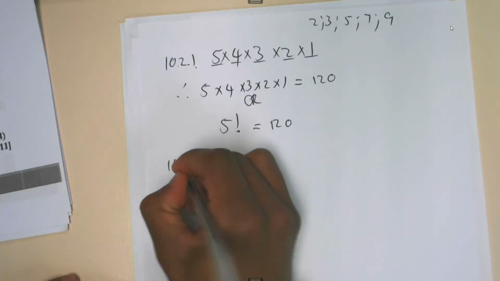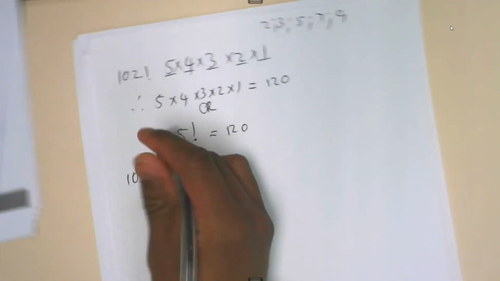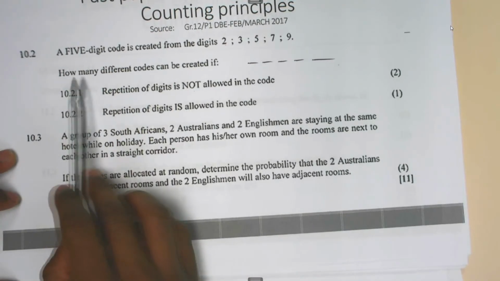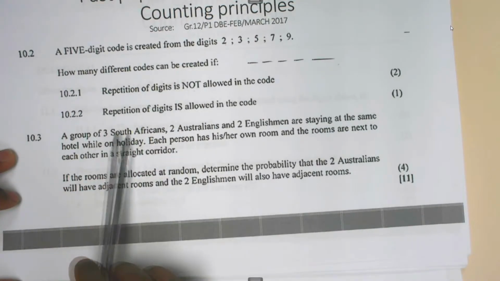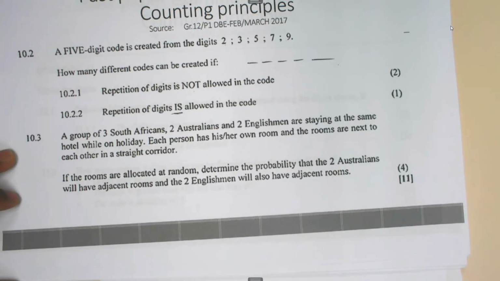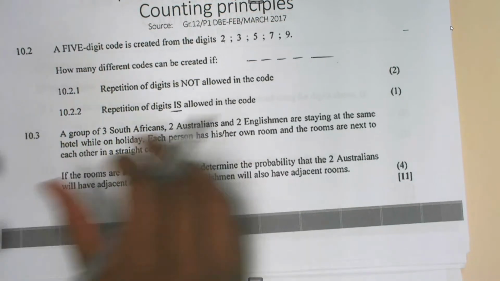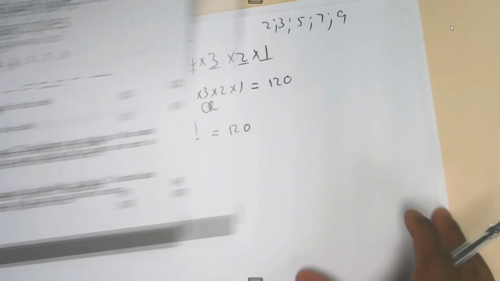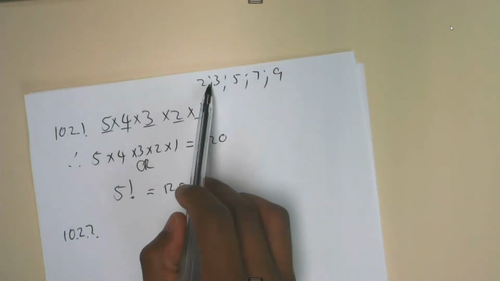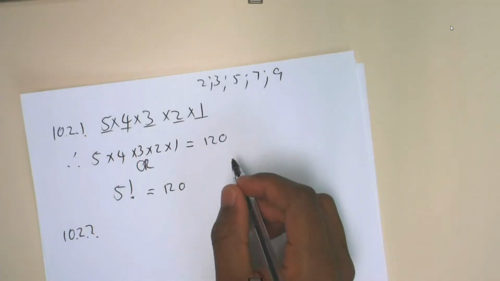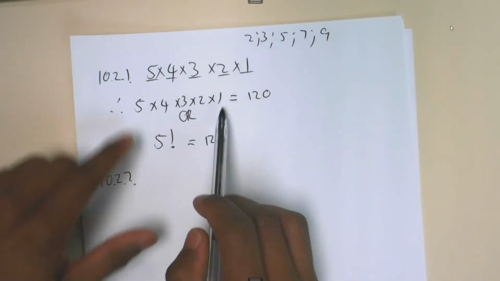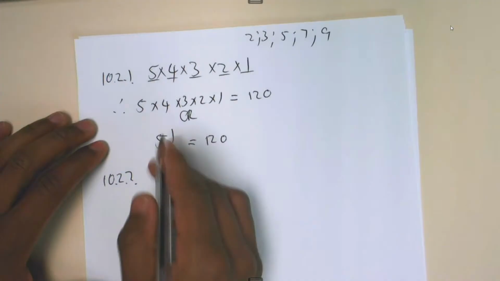Now let's look at 10.2.2. We still want to find the number of different codes that can be created, but now repetition of the digits is allowed. Whatever my code is, all these digits can repeat themselves. I can have 2, 2, 2, 2, 2, or 3, 3, 3, 3, 3, and so on. So we still approach it the same way as before.